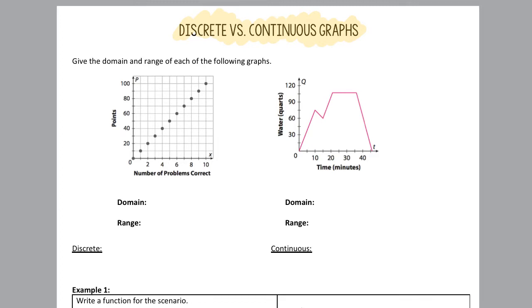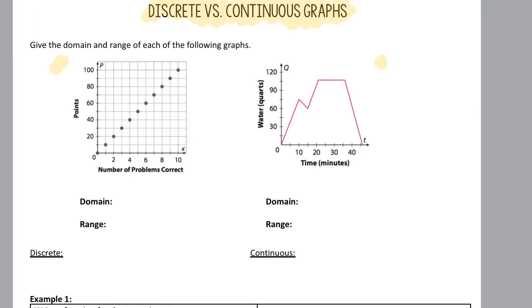You'll notice that they look very different. The one on the left here has a lot of dots or points that go across the graph, and the one to the right has a constant line that goes across the graph. So we're going to start off by listing the domain and range of each of those. Now you'll remember from yesterday that domain deals with our x values and range deals with our y values. That is still going to remain the same today.